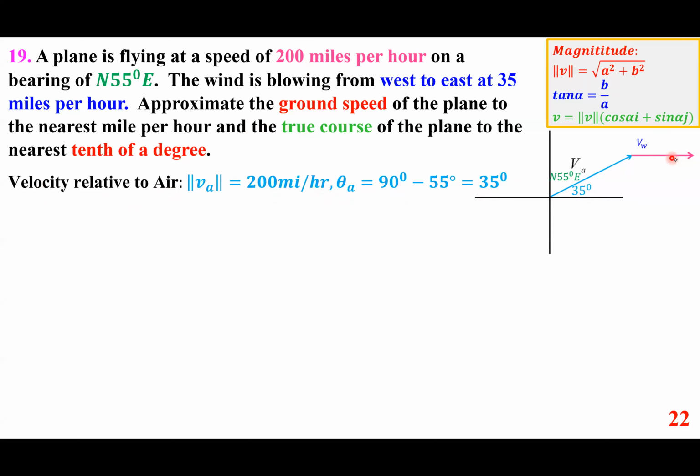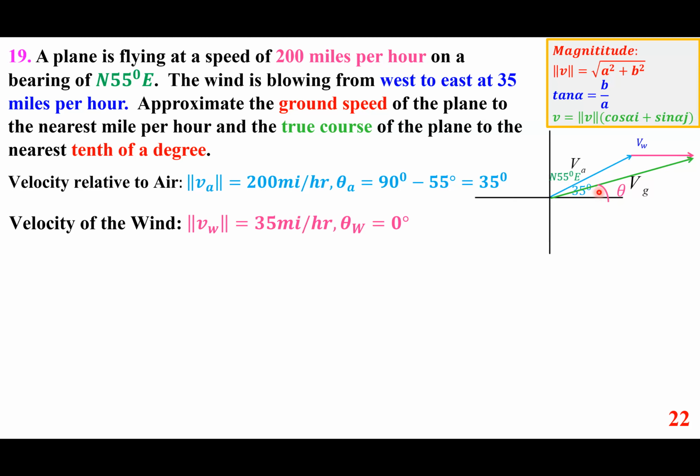Here's the way the wind blows, which means 35 miles per hour, and the angle that it makes is parallel to the x-axis. Because west to east, that means the angle must be 0. And if that is the case, this is the true course.